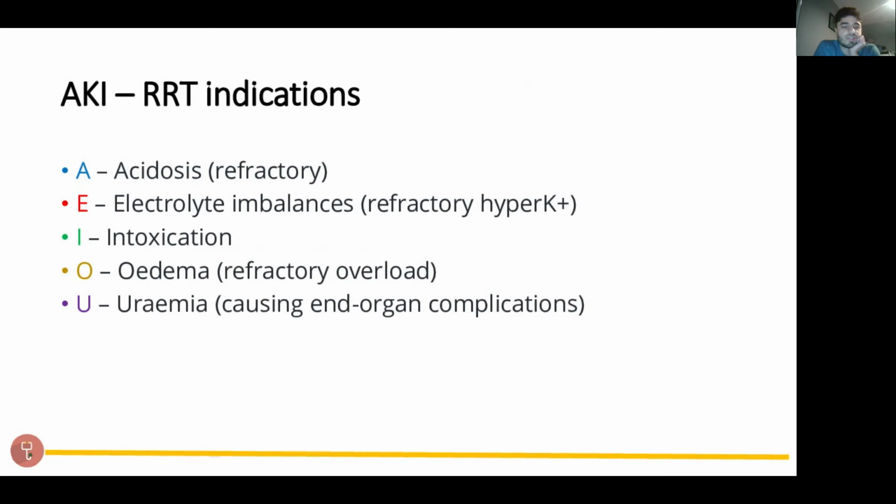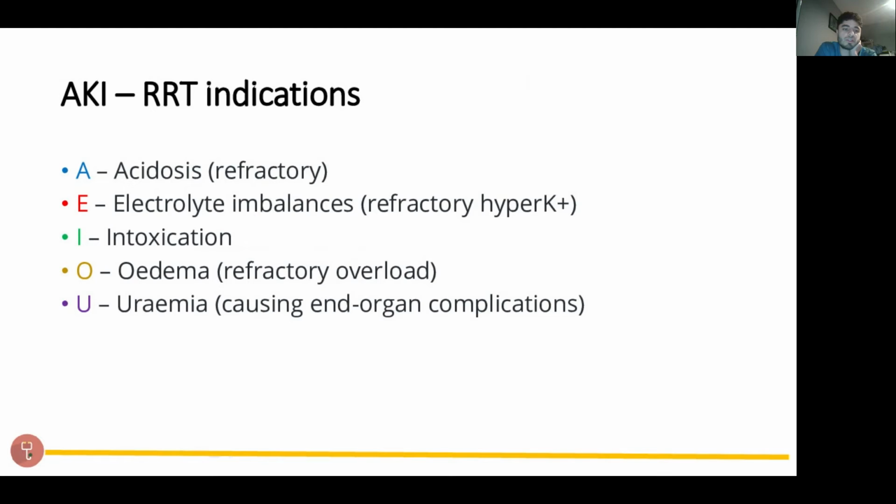Cool. And indications for renal replacement therapy. Now, there are some cutoffs here. For example, people say acidosis, pH less than 7.2, but clinically they're used less frequently. But the nice little acronym to use is AEIOU, all your vowels. A standing for acidosis, which is refractory. So you're not managing to raise the pH back up. And again, the number thrown around is pH 7.2. Electrolyte imbalances, again, refractory hyperkalemia. You've tried to bring it down, but you can't. Again, the number here is 6.5, but clinically less relevant.